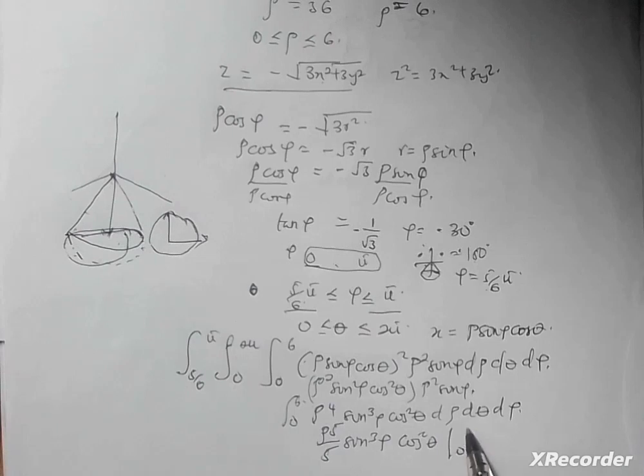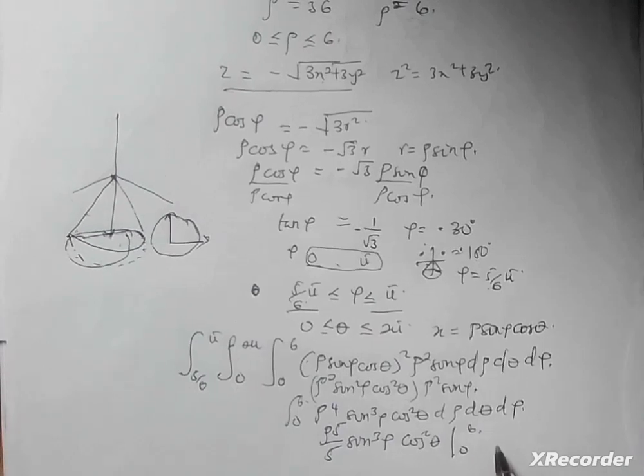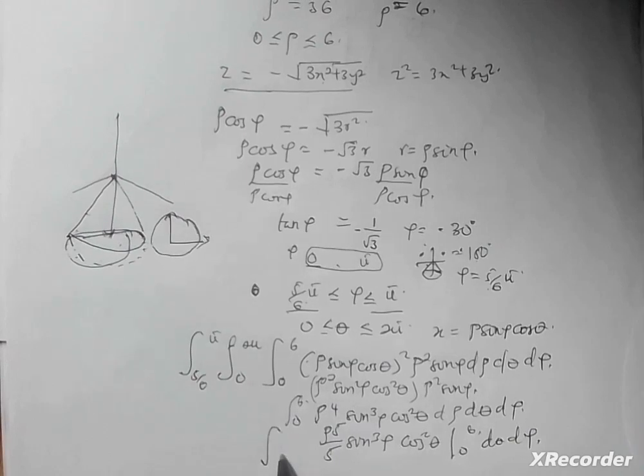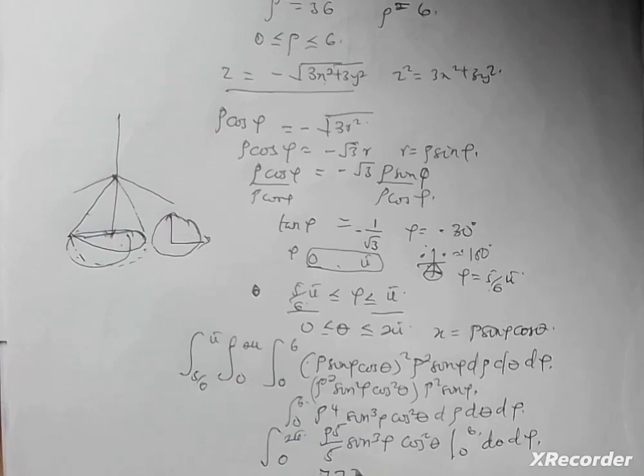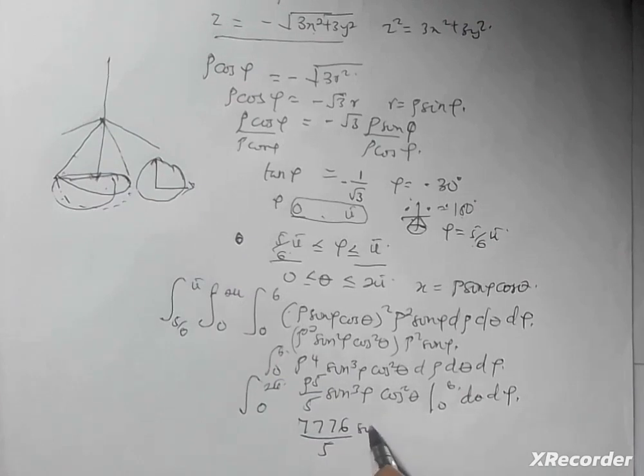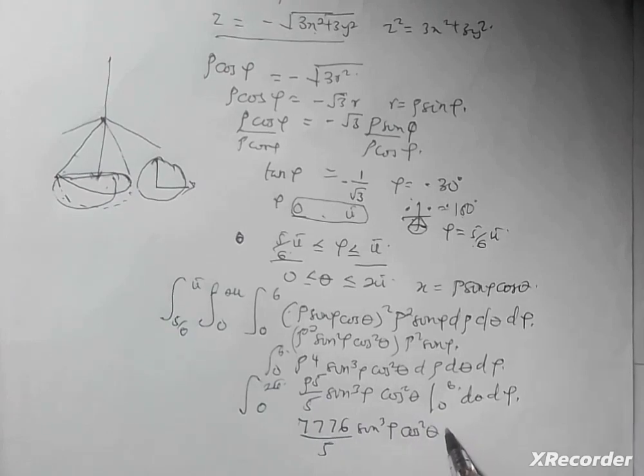Then I get rho to the power 5 over 5, sine cubed of phi, cos squared theta, with the limits 0 to 6 here, then d theta, d phi, and my second limits 0 to 2 pi. So when I put this in, what am I getting? When you put 0 there, you get 0, and 6 to the power 5 all over 5 sine cubed phi cos squared theta, like this.